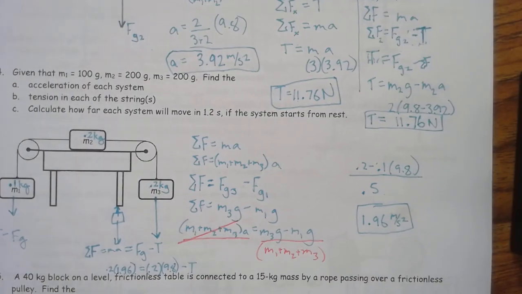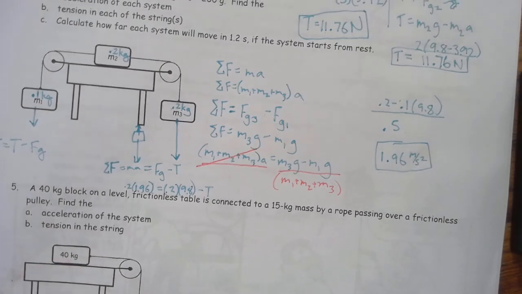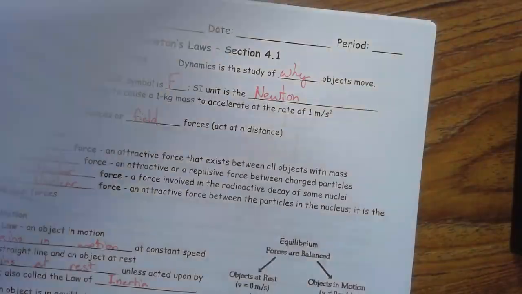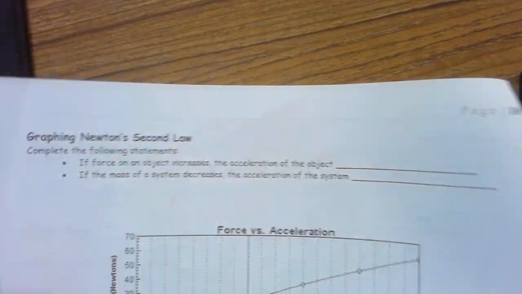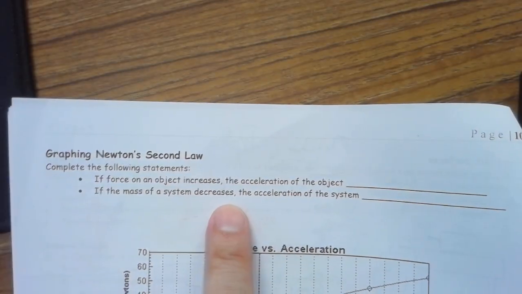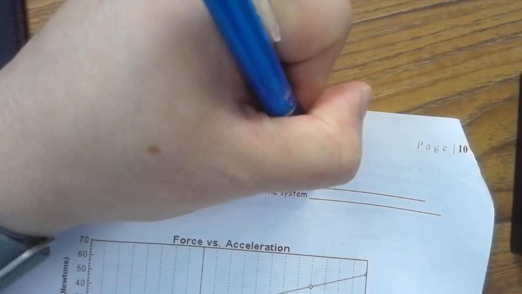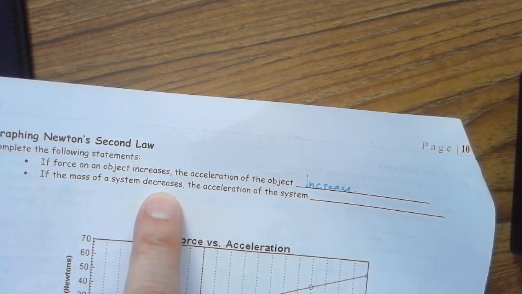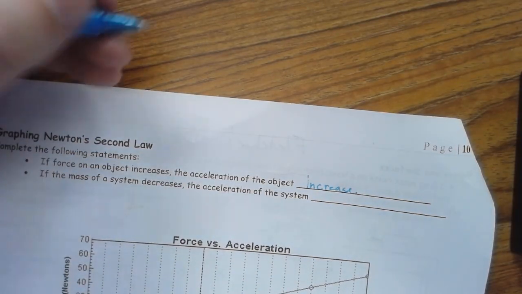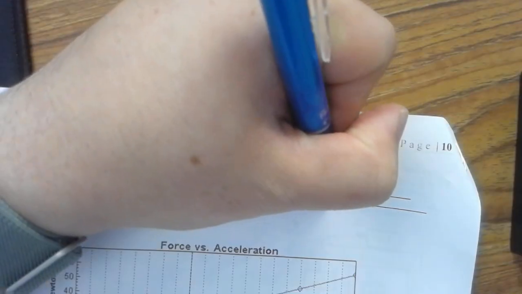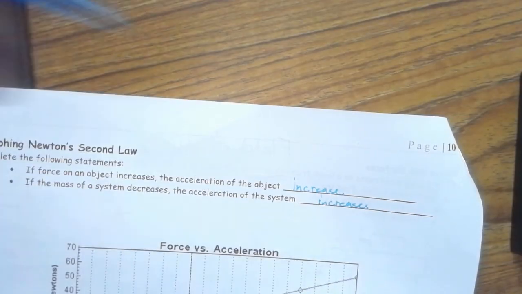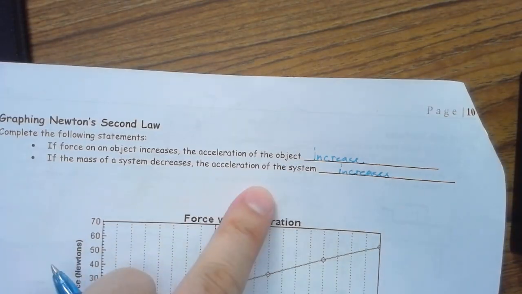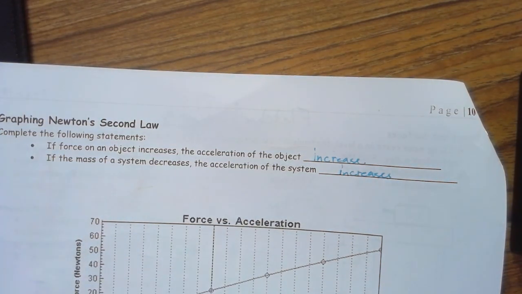I'm going to skip number 5 because it's relatively the same as number 3. Let's look at the back and answer these. If the force on an object increases, the acceleration of the object also increases. If the mass of a system decreases, the acceleration of the system increases. If I reduce the mass, the acceleration can increase with the same amount of force provided.